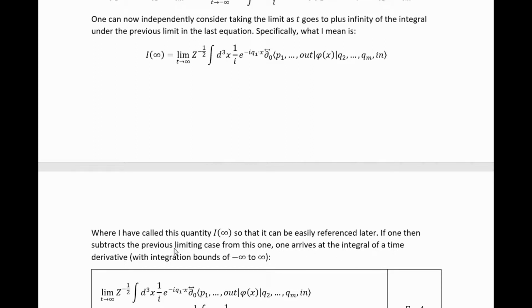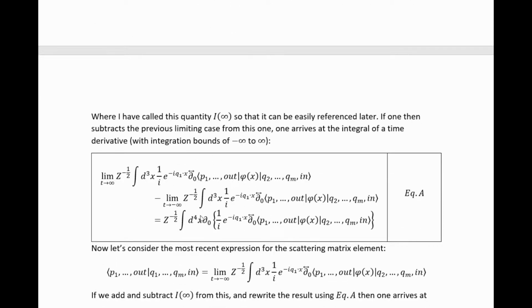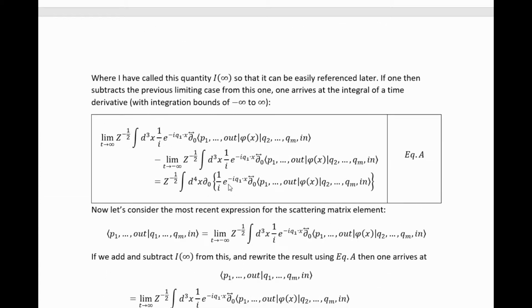If one then subtracts the previous limiting case from this one, one arrives at the integral of a time derivative. This is just a direct application of the fundamental theorem of calculus. So we take this quantity and subtract this one from it, and we can rewrite that as the integral of a time derivative with these integration bounds.